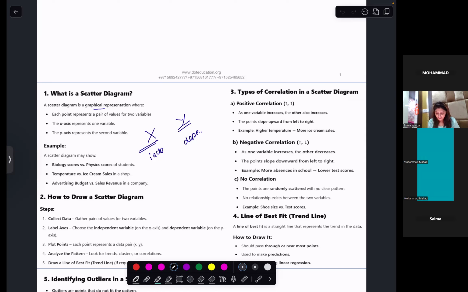So what is a scatter diagram? Your scatter diagram is a graphical representation, and you have two variables. One would be your variable x and one would be your variable y. The dependent variable would always be the variable y, and the independent variable would be the variable x. So it will tell us whether your y is dependent on x. Is there some relationship between y and x or not?